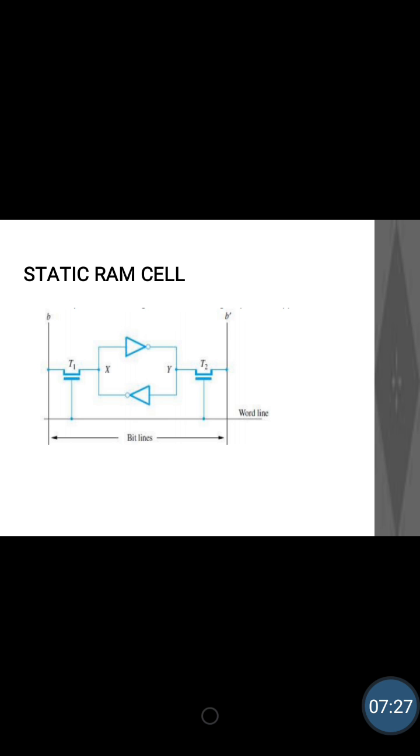So moving to the static RAM cell, you can look at in the figure, I am having 2 bit lines B and B bar, maybe B0, B0 bar, B1, B1 bar, B2, B2 bar. So this is for one cell. Remember, this is for one cell and thus cells will be many in number as shown in the internal organization in the previous topic, isn't it?